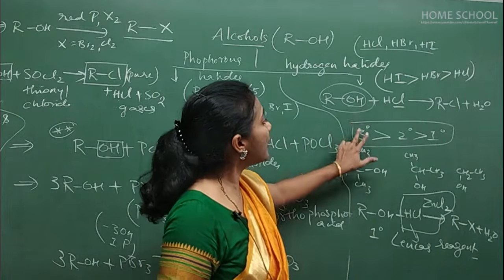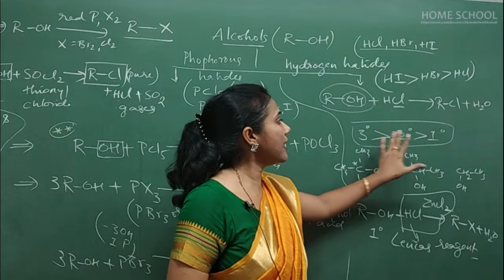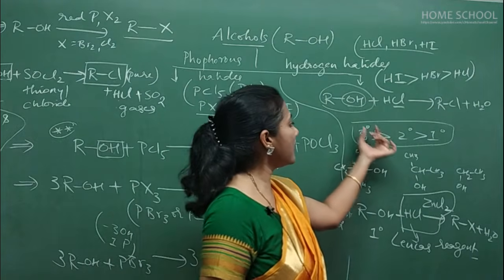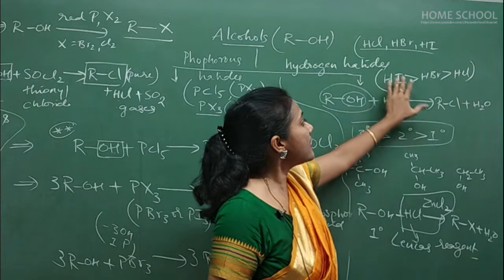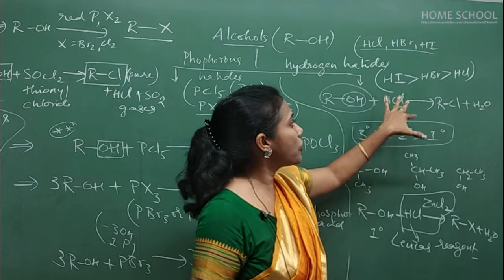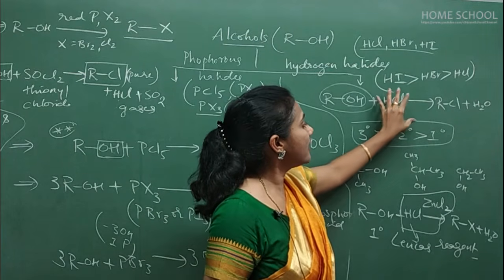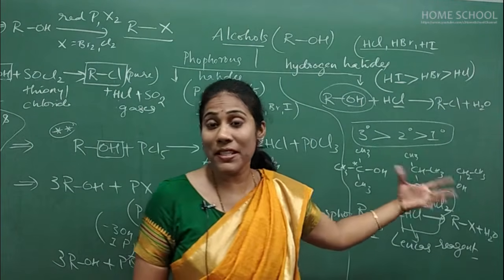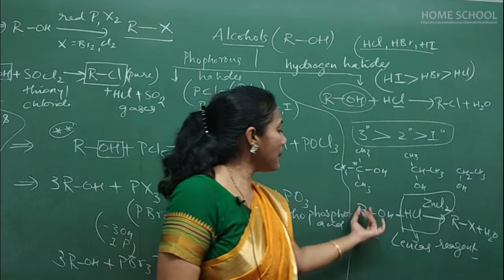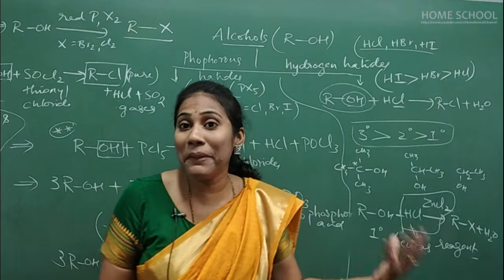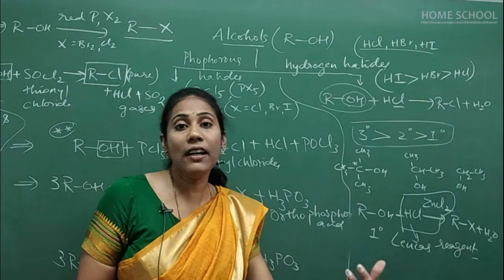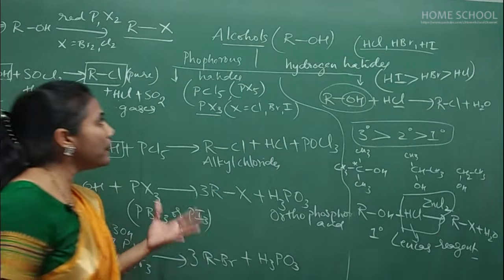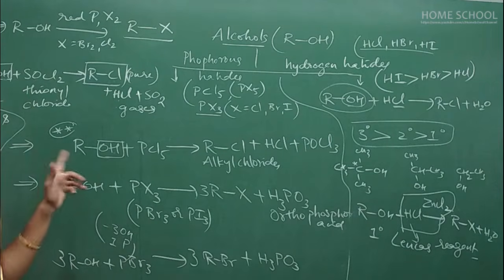The order of reactivity of alcohols is tertiary greater than secondary, greater than primary. This is the reactivity order in case of alcohols, and this is the reactivity order in case of hydrogen halides. If you take HI, the reaction happens in a better way. If you take a tertiary alcohol, the reaction happens in a better way. If it is a primary alcohol, the reaction does not happen well, so you need the help of a catalyst, that is ZnCl2. This is how you can prepare alkyl halides from alcohols.